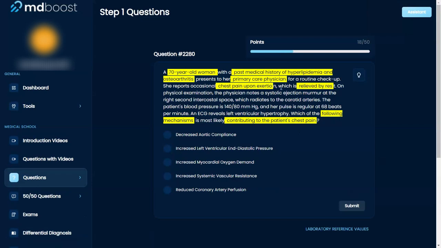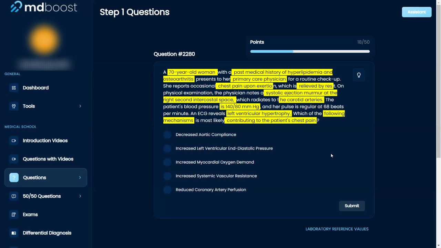On physical examination, the physician notes a systolic ejection murmur at the second intercostal space, which radiates to the carotid arteries. The patient's blood pressure is 40/80, and her pulse is regular at 68 beats per minute. The ECG also reveals left ventricular hypertrophy.